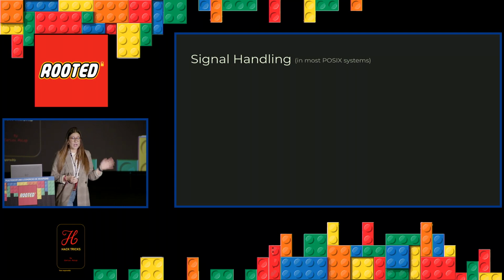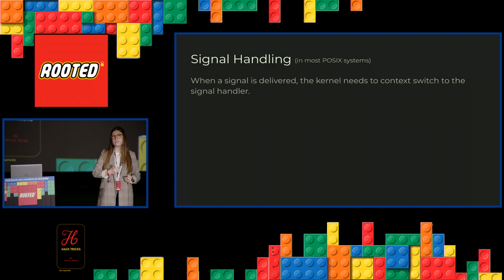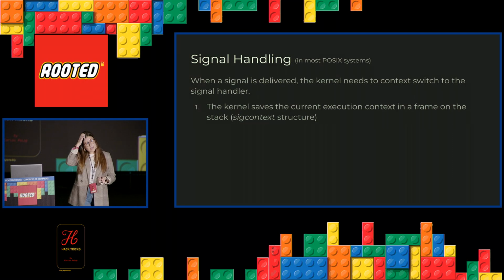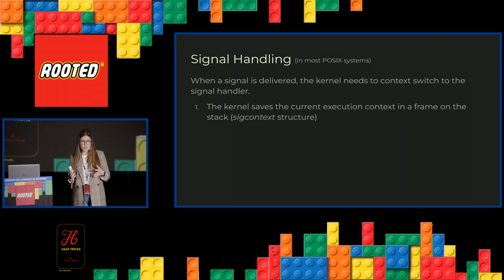In order to understand how it works, we will start with talking about signal handling in general in most POSIX systems, which is some background knowledge. Basically, whenever a signal is delivered, the kernel needs to perform a context switch in order to give the execution to the signal handler, which is a function that will handle the signal and do whatever it needs to do. The first thing the kernel will do is saving the current execution context inside the stack. So it will basically be doing a sort of snapshot of the entire execution context so that it will be able to restore it afterwards.